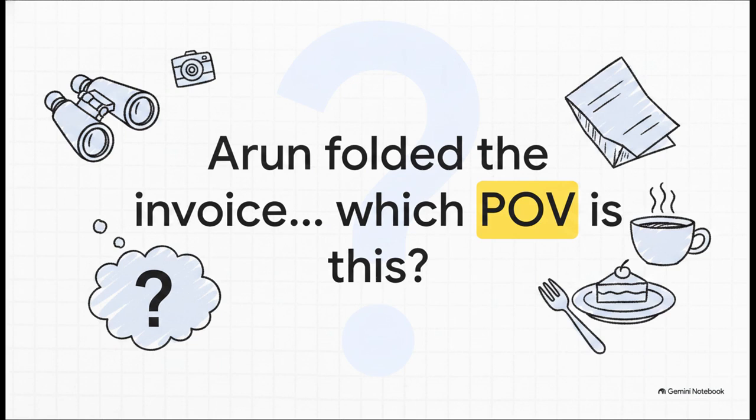Listen to this scenario. A passage describes a character folding a paper, setting it down, and asking a question aloud. Think about our camera window and our access. Since we can only observe the character's physical actions and listen to their dialogue, but we have absolutely zero access to their private inner thoughts, what point of view are we looking at here? I'll give you a second to think about it.